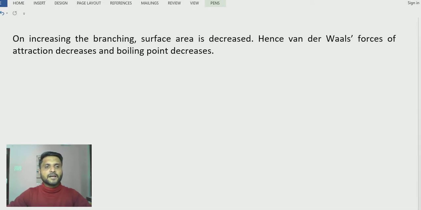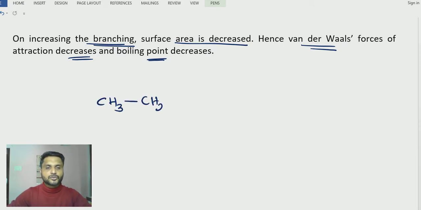On increasing the branching, surface area is decreased. Hence the van der Waals force of attraction decreases, and the boiling point also decreases. Let me take n-butyl bromide, CH3CH2CH2CH2Br. This is n-butyl bromide.